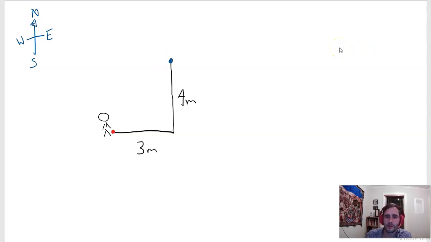Again, what is the distance? I'll write disp for short. I'm going to need a bit more space actually. I'll write disp for displacement. Distance is the easy one to do. 3 plus 4, which equals 7 meters. Always include those units for me.